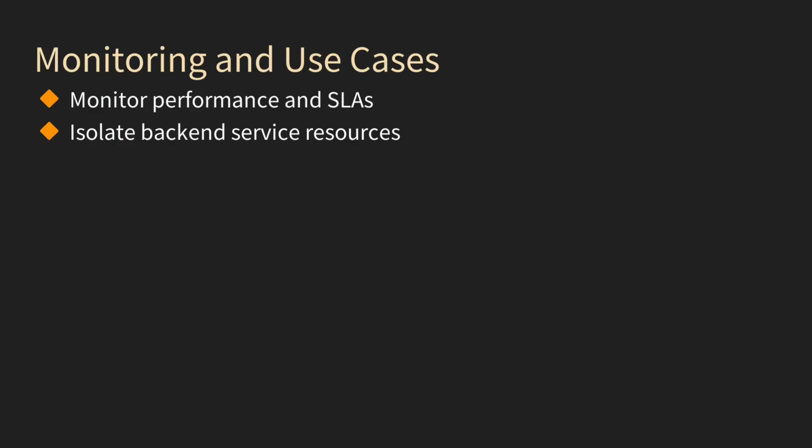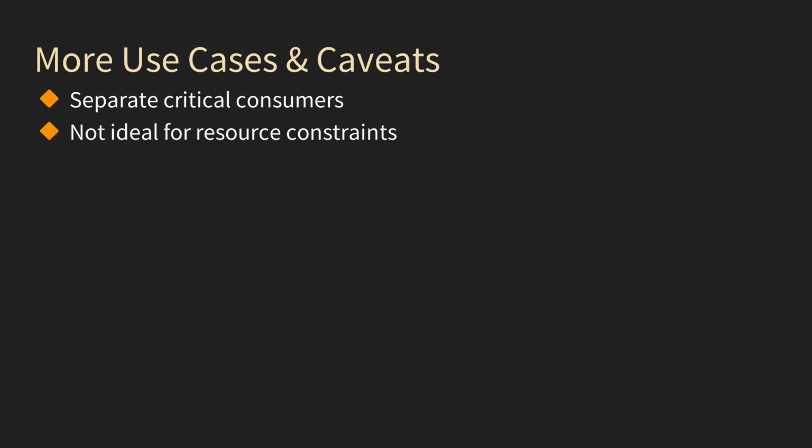The bulkhead pattern is useful for isolating resources for backend service consumption. It's also useful for separating critical and standard consumers. The pattern prevents cascading failures. However, it might not be suitable when resource efficiency is paramount.